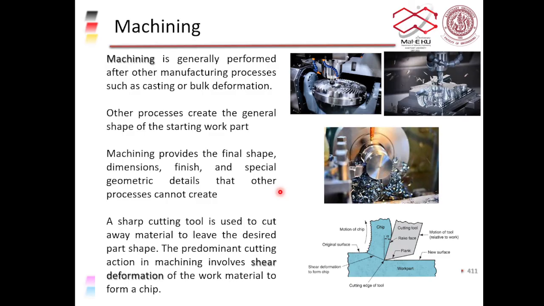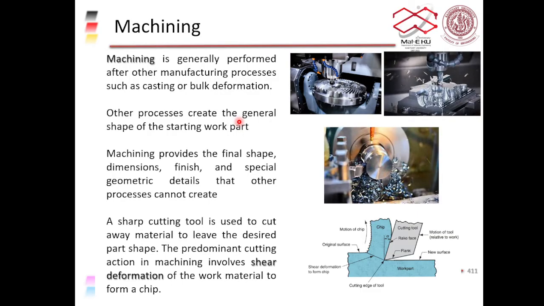Okay, and machining is generally performed after other manufacturing processes, such as casting or bulk deformation. Right, if you remember when we were talking about casting and bulk deformation, like forging, sometimes you don't get the net shape, right? Some casting processes give you near net shape, like investment casting. Some casting processes give you a rough shape of the thing that you want to produce, and then you have to use the machining process to finish it into the shape that you want, right?